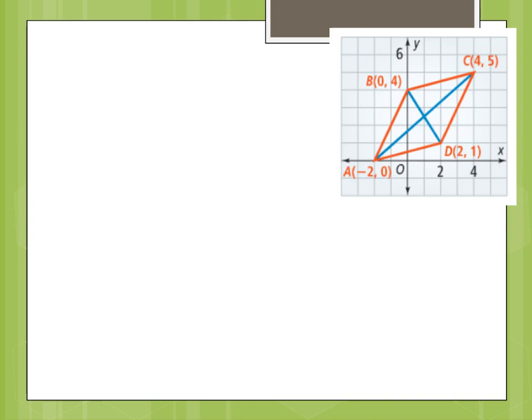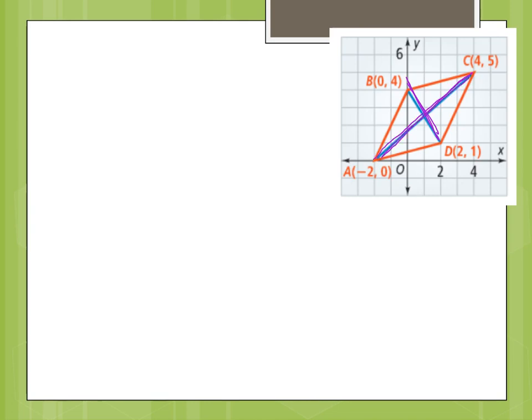And for this last problem, I want to know, is this shape right here a rhombus? So if this were a rhombus, there's 2 things that I could either check. I could check to make sure all the 4 sides are going to be congruent, because that's what the definition of a rhombus is. Or I could check to see if the diagonals are perpendicular. I am going to go with diagonals because it just seems a little shorter. So my diagonals here are BD and AC.